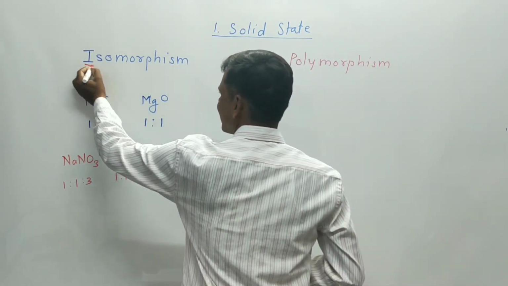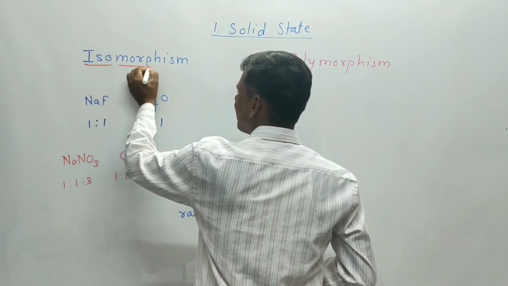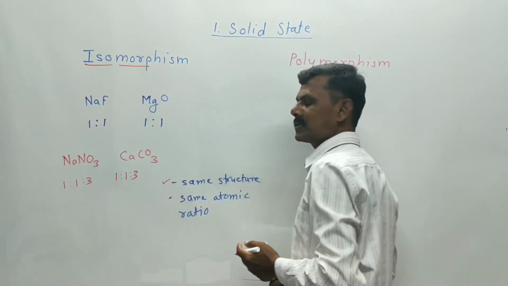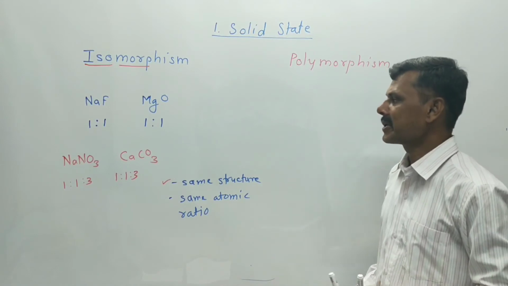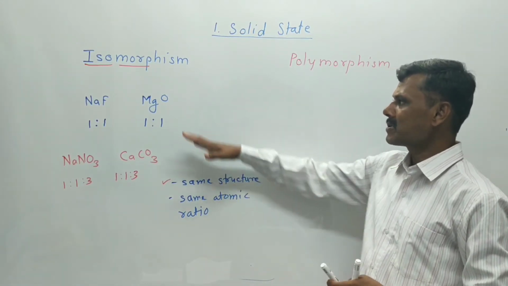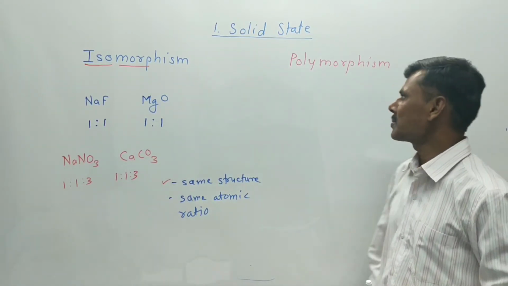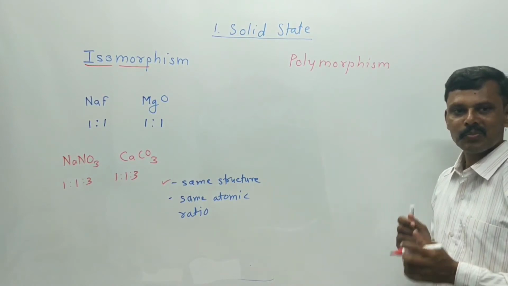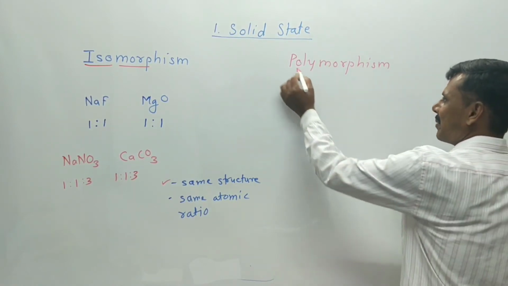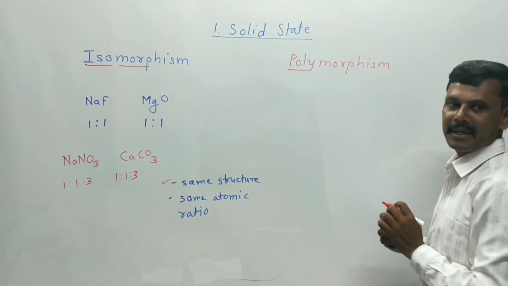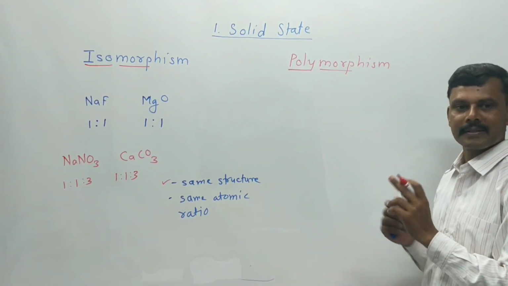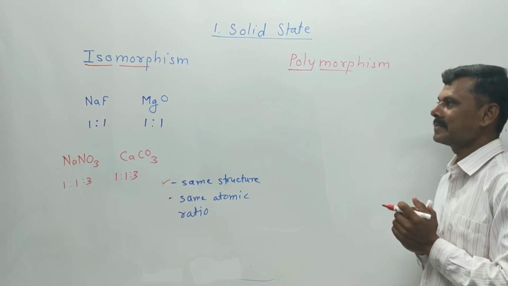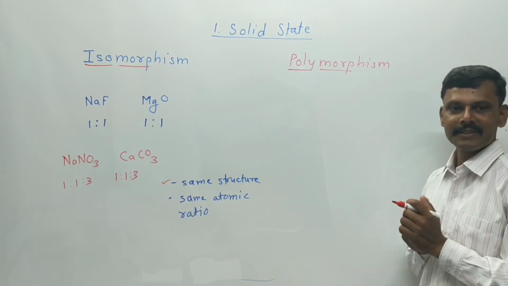Iso means same, morph means form. They have same form as well as same atomic ratio. These compounds are called as isomorphs. Now, polymorphs. Poly means many and morphs means form. That is many form. Let us discuss with example.